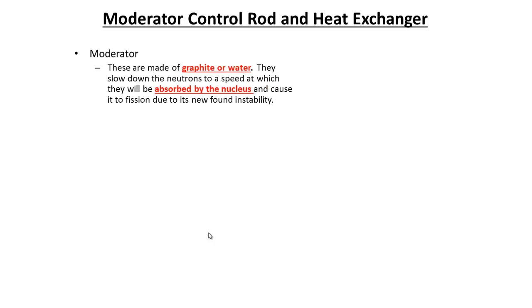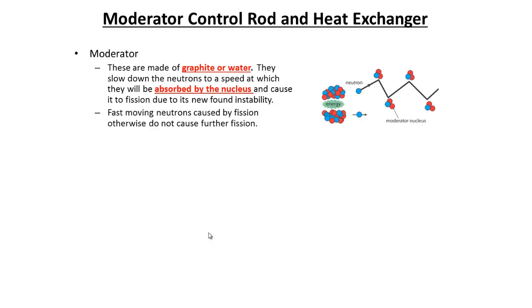So you need to know about the moderator, the control rod and the heat exchanger. The moderator. These are usually made of water or graphite. They slow down the neutrons to a speed where they can be absorbed by the next nucleus. And here's a quick sketch to show that. Fast moving neutrons will not be absorbed by these nuclei, so they will not cause further fission.